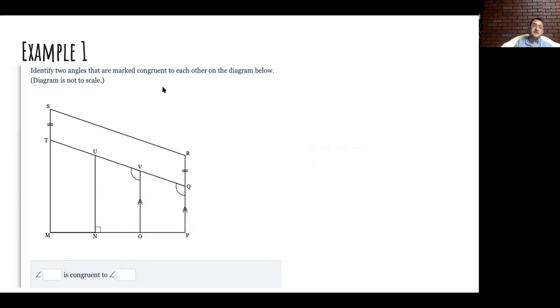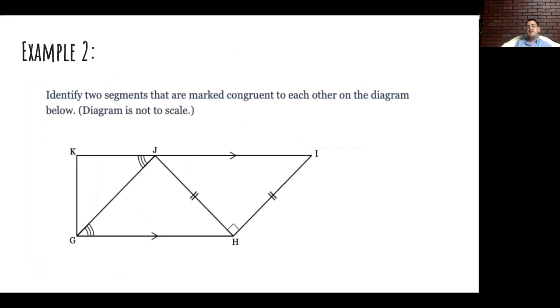All right, another example, just with segments. This says identify 2 segments that are marked congruent to each other on the diagram. So segments, remember, this is the congruent line segment symbol. I even think it's good to mark your diagram up. So I know that JH is congruent to segment IH.